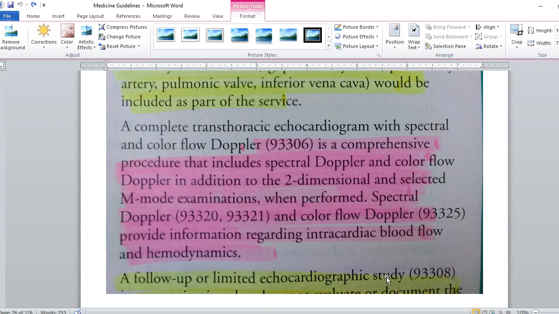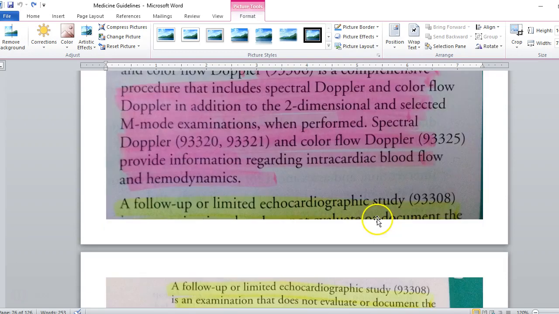So not only what type of test are we doing, but how are we doing it? Are we using M-mode? Are we using spectral Doppler? Are we using color flow Doppler? And again, they have to tell us what they're using so that we know what code to assign. And it's going to be very dependent on the patient's condition on what they're going to look for. And also, if the technician sees something abnormal, then they may do something slightly different as well.